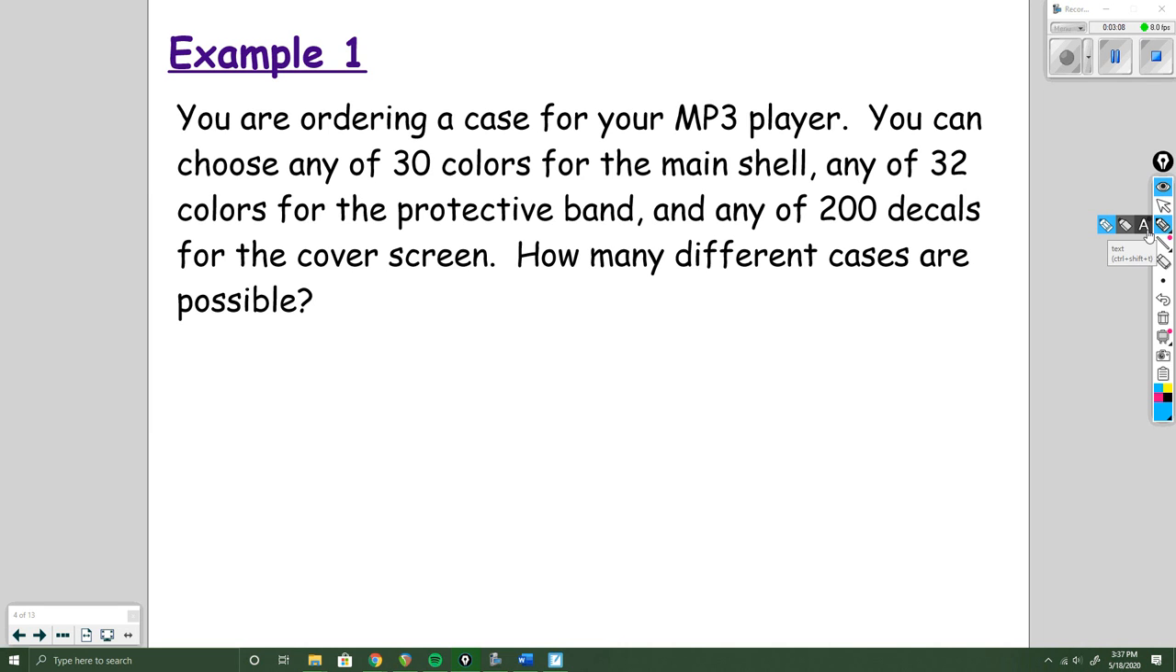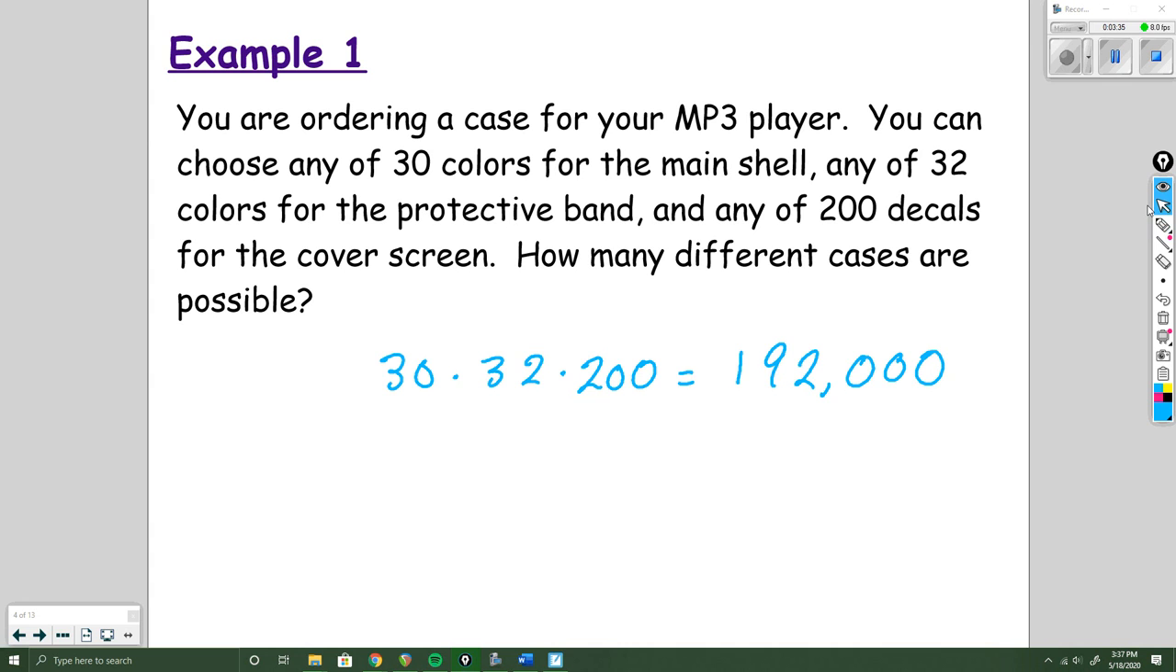Using the fundamental counting principle, this is pretty simple. We have 30 different choices for the main shell, then we have 32 different choices for the colors of the protective band, and then we have 200 different choices for the decals on our cover screen. If we multiply these different events, we would get 192,000 different options or different combinations that are possible here. Awesome.